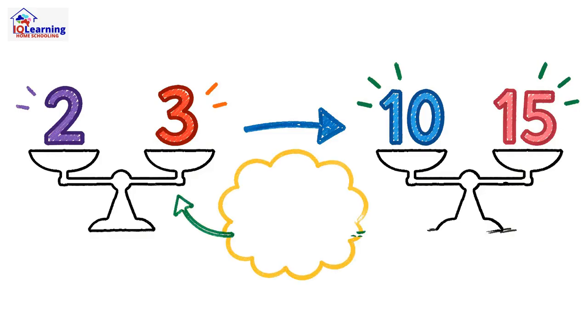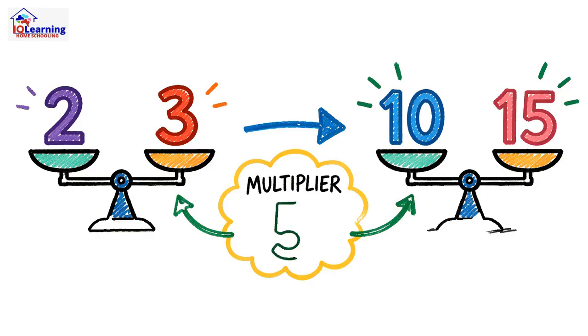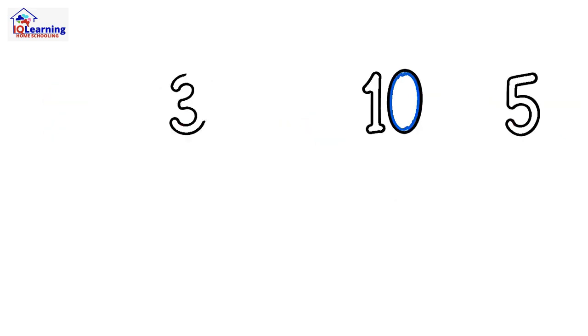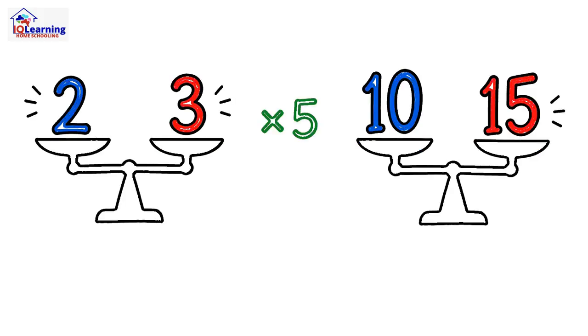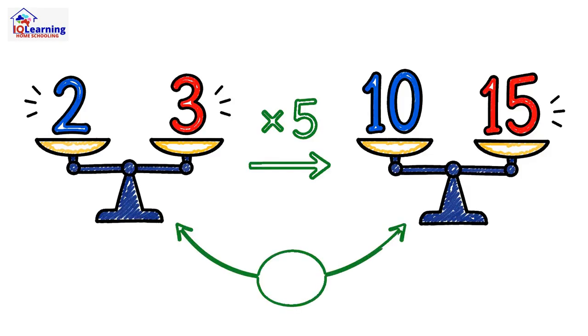Imagine a ratio of 2 to 3. If you need the first number to become 10, you ask, 2 times what equals 10? The answer is 5. That's your multiplier. The golden rule is what you do to one side, you must do to the other. So 3 times 5 is 15. The new, perfectly scaled ratio is 10 to 15.